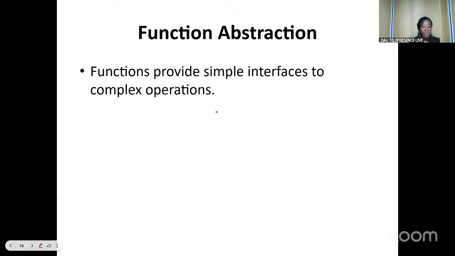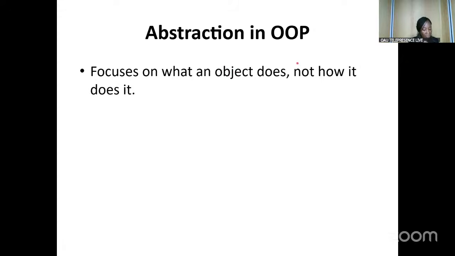The next one has to do with abstraction in object-oriented programming. So what is object-oriented programming? This is a process of modeling real-world objects by exposing only the external attributes and behaviors while hiding unnecessary implementation details. It enables programmers to focus on what an object does instead of how it performs its operation. So abstraction in OOP focuses on what an object does and not how it does it.